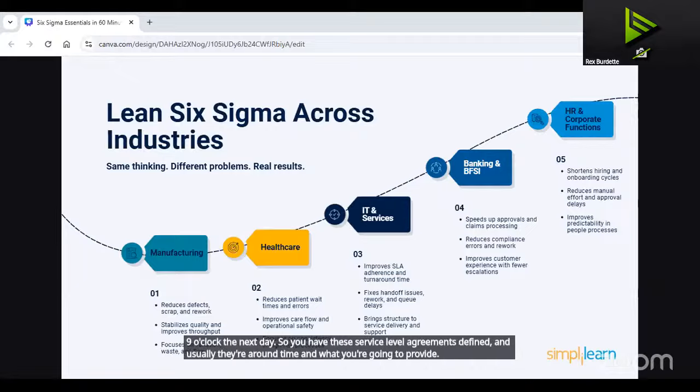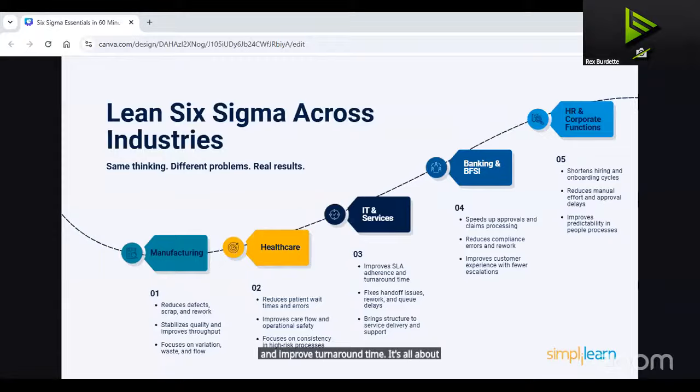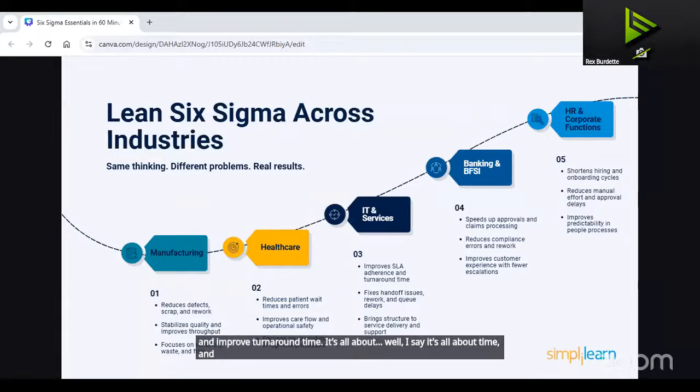So in IT, you are able to meet those service level agreements and improve turnaround time. It's all about, well, I say it's all about time, and it definitely is, but it's also about consistency. It's not sloppy time. It's time reduced to the value add, and then also maintaining that consistency.